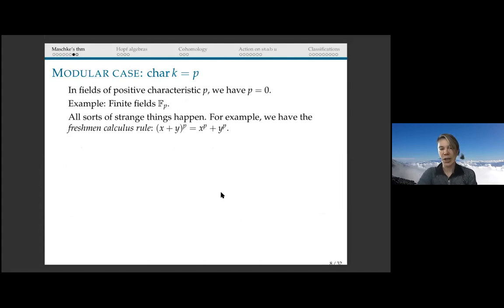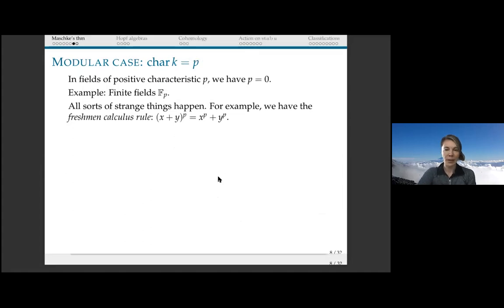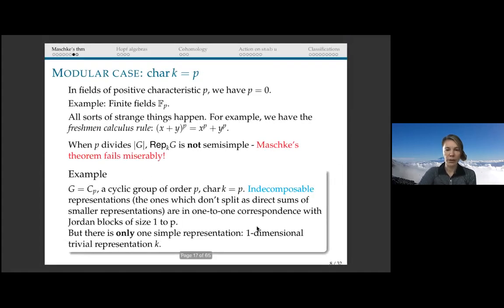And the first such case is characteristic p for a finite group. Of course, when you're in characteristic p, all sorts of funny things happen. Like, for example, we have this freshman calculus rule. So some things become easier, but some things become harder. So in particular, Maschke's theorem fails. And it's very easy to see that it fails. You take a cyclic group of order p and you immediately figure out that the only simple representation is the trivial representation of dimension 1.